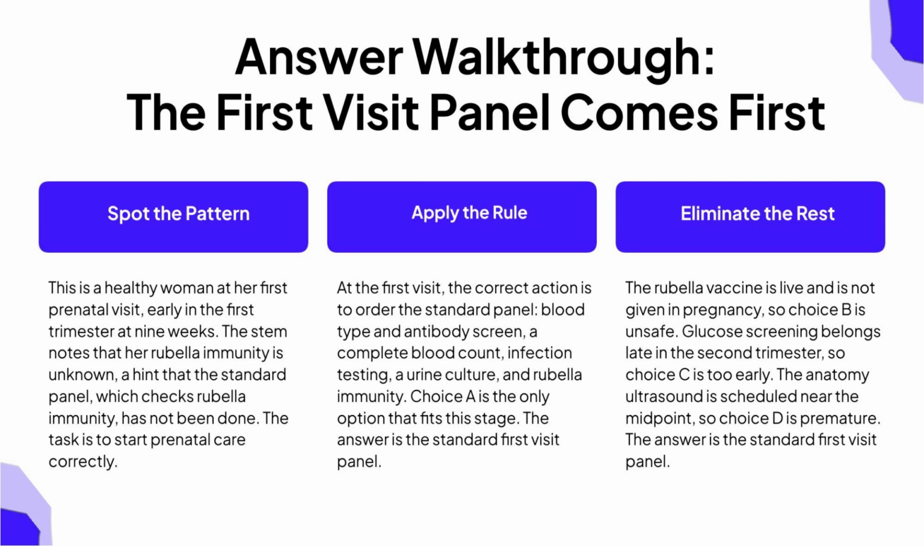The rubella vaccine is a live vaccine and is not given during pregnancy, so choice B is actually unsafe here, and that makes it a classic trap. Glucose screening belongs near the end of the second trimester, so choice C is far too early. The detailed anatomy ultrasound is scheduled around the midpoint of pregnancy, so choice D is premature as well. Notice how simply anchoring on the gestational age and recognizing this as a first visit pointed you straight to the answer.